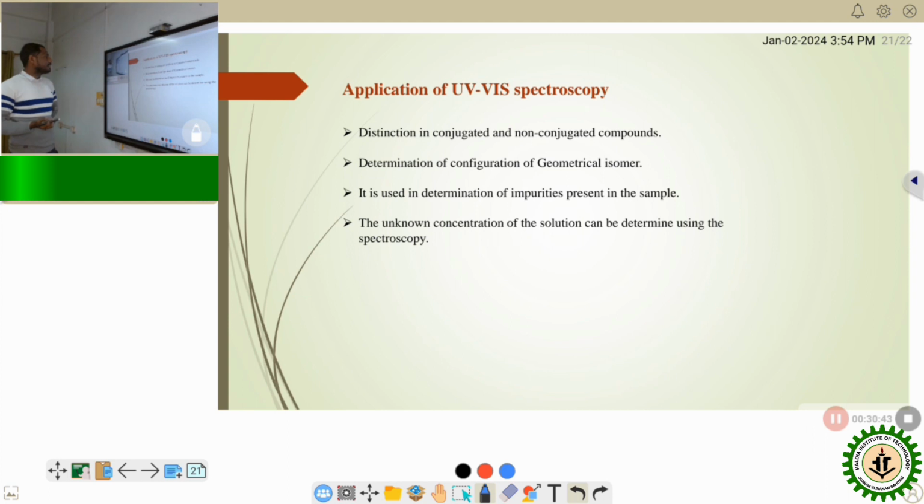So what are the applications of UV-VIS spectroscopy? Distinguishing conjugated and non-conjugated systems, we separate which one is conjugated and which one is non-conjugated. Determination of the configuration of geometrical isomers. It is used for determination of impurities present in a sample, and also the unknown concentration of a solution can be determined.